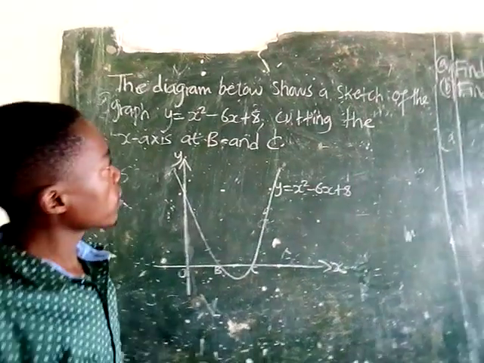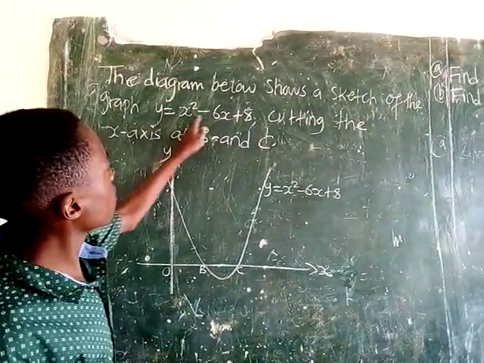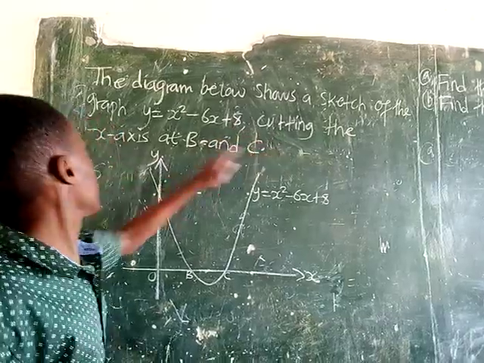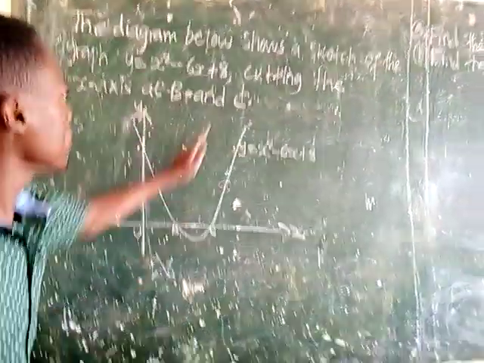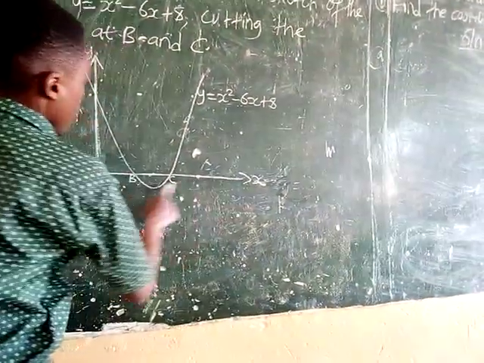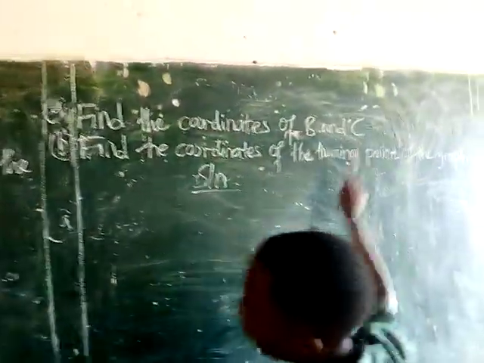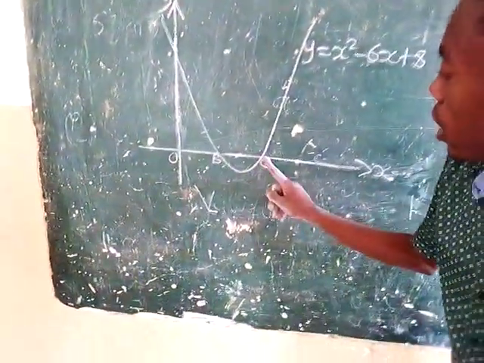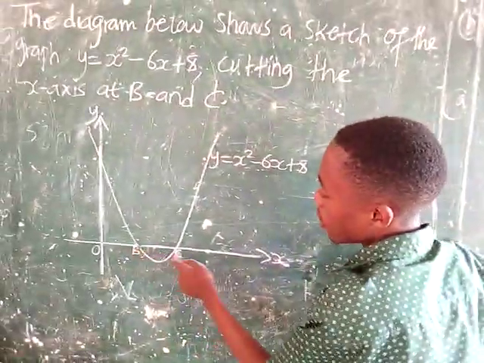The diagram below shows a sketch of the graph y is equal to x squared minus 6x plus 8, cutting the x-axis at B and C. So the graph is cutting the x-axis at B and C. Find the coordinates of B and C. So we are going to find the coordinates of B and C. Now how do we find the coordinates of B and C?